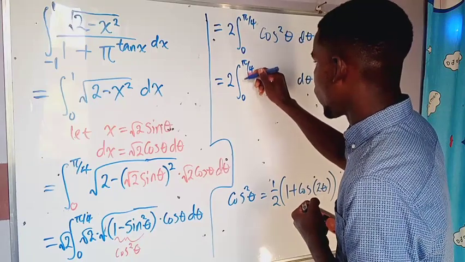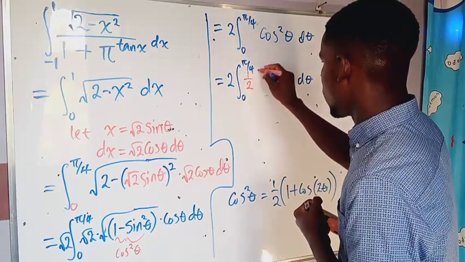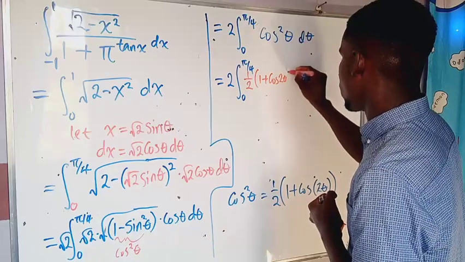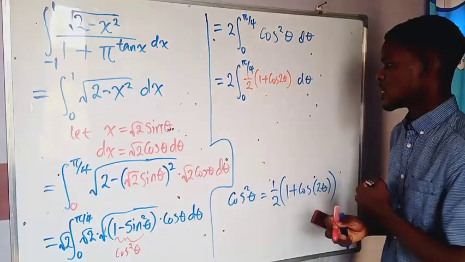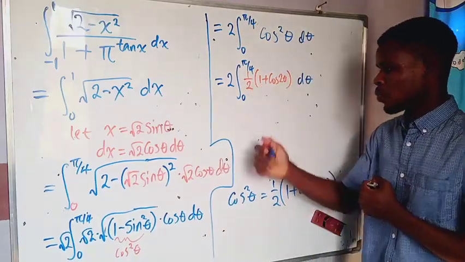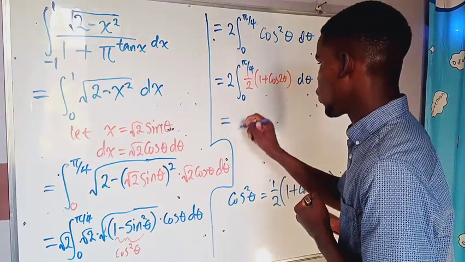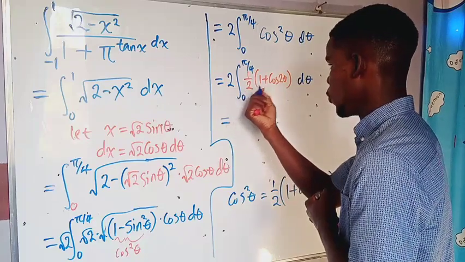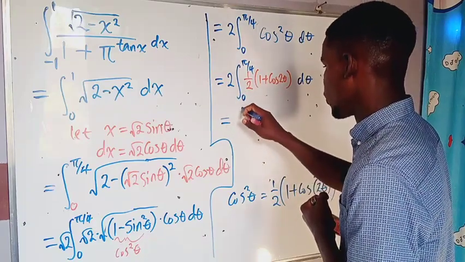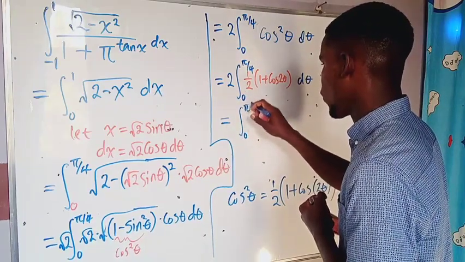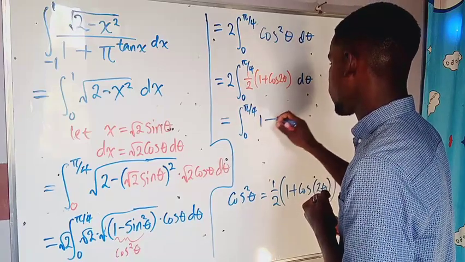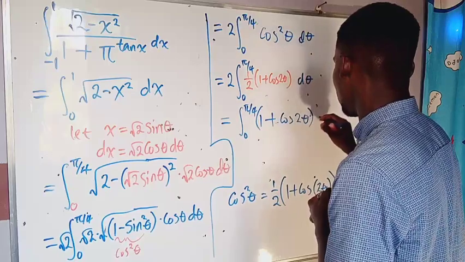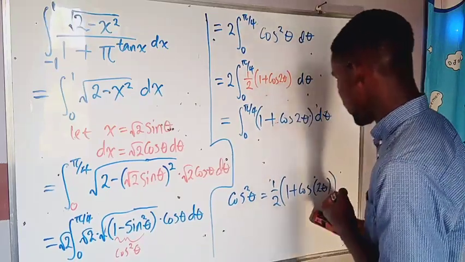That means in place of cosine squared of theta, I'm going to put this in. We're going to have 1/2 of, inside, 1 plus cosine of 2 theta, and then we put the d theta over here. So 1/2 can be pushed out of the integral sign. We're going to have 1/2 times 2, and that will just be 1. So we have the integral from 0 to pi over 4 of 1 plus cosine of 2 theta. Now this is the sum of 2 terms, which we can handle easily.